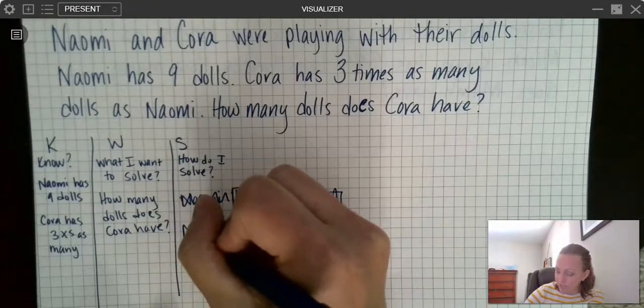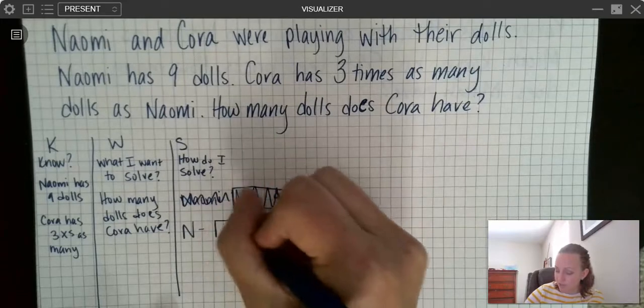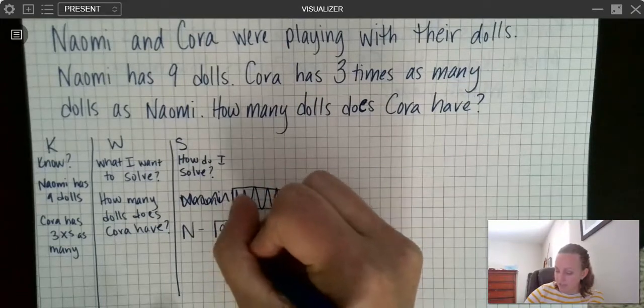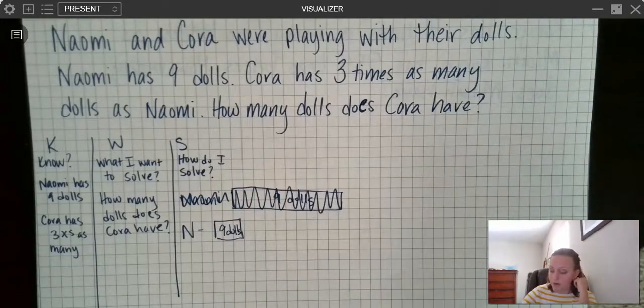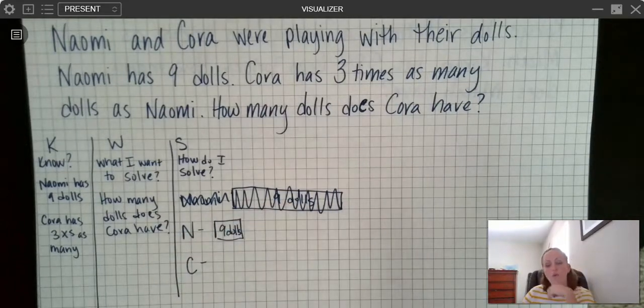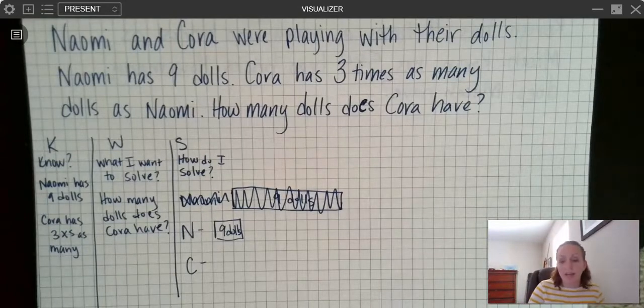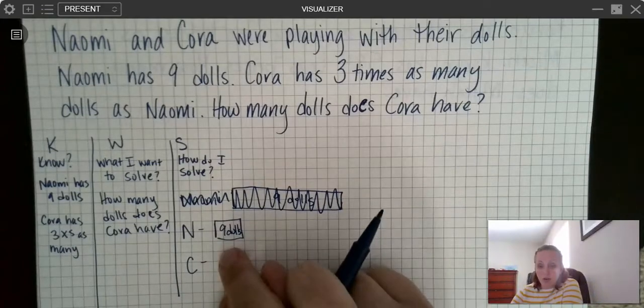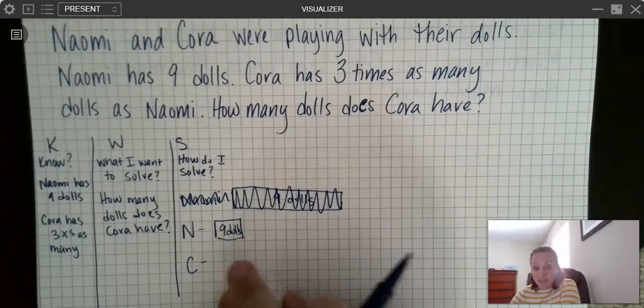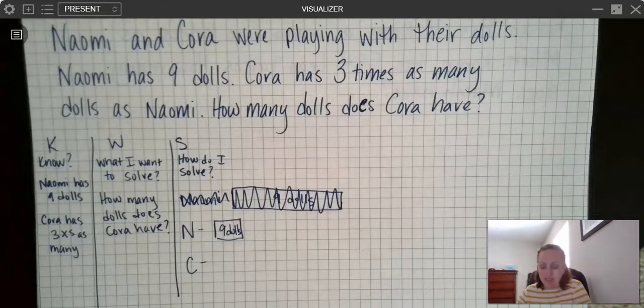So I have Naomi. I'm just going to write an N. And this little box stands for her 9 dolls. Okay. Cora has 4 times as many. So we have to think, who has more? Cora has 4 times as many. So Cora's dolls are 4 times as many as Naomi's dolls. For every 9 dolls that Naomi has, Cora has like 4 of those. That's what times as many means.